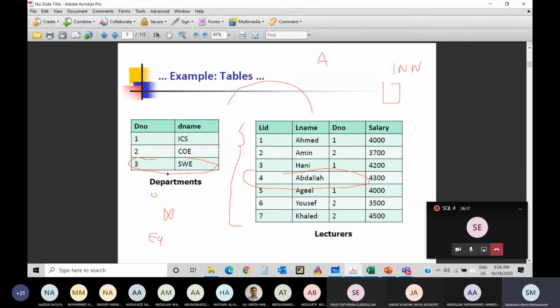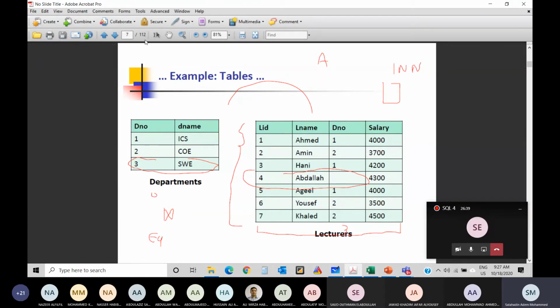For example, SWE is in the left table, but I don't have anything about SWE here, right? So what we should do is add another row here. Lecture ID is going to be null. Last name will be null. Department number will be 3. And department name is SWE.